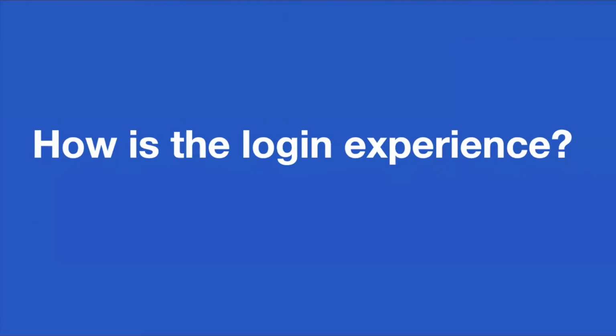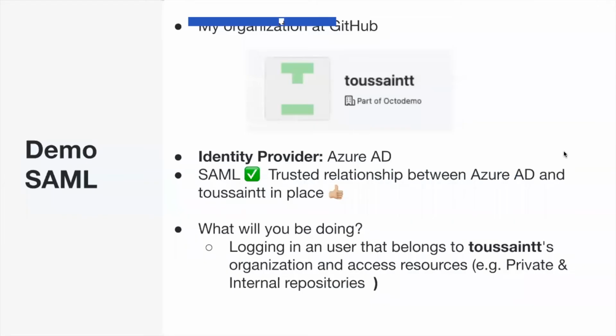So now let's take a look at a hands-on demo of what this login experience looks like and how it works when SAML SSO is in place. Let's take a look at this environment that was prepared for the demo. I'm using this organization here on the top. My identity provider is an Azure AD instance deployed in the cloud. SAML SSO is already set up, so this configuration is already done. What I'm going to do is log in a user that belongs to this organization and try to access some private and internal repositories. So let's get going with that.